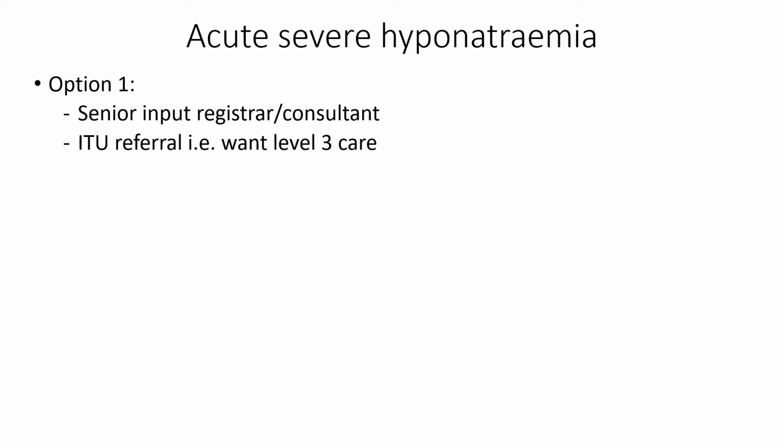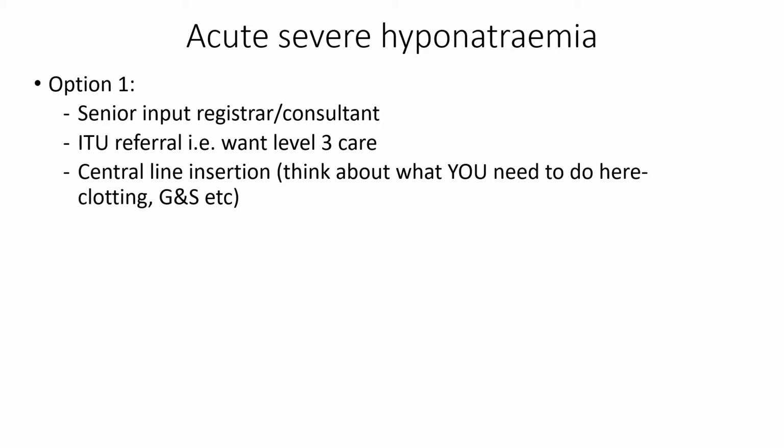So you've got a couple of options. Option one is probably the optimum, where you're going to want to get senior input. We're on medical emergency territory here, so tell the med reg or the consultant. And I think an ITU referral is most appropriate here. You're going to want level 3 care if at all possible. Ideally, you want to get the patient ready for a central line insertion. So think about what you need to do here, getting a clotting, group and save, space in theatre if needed, whatever you need to do.